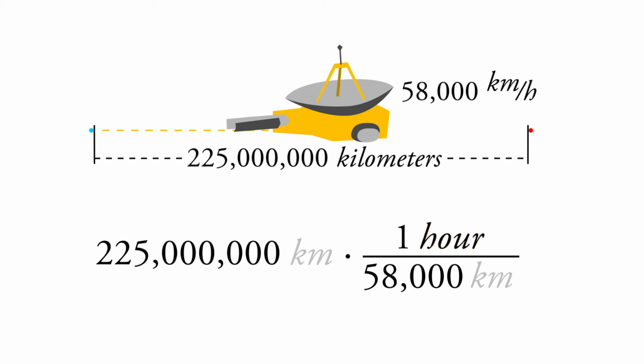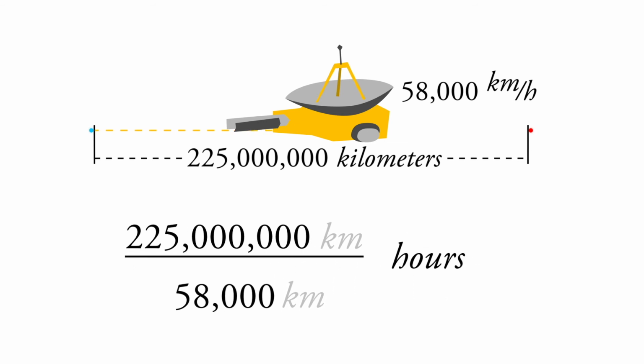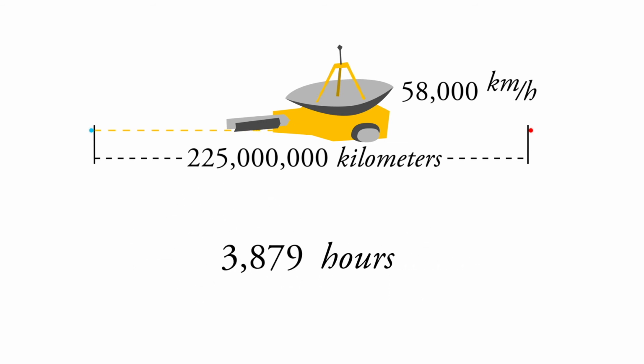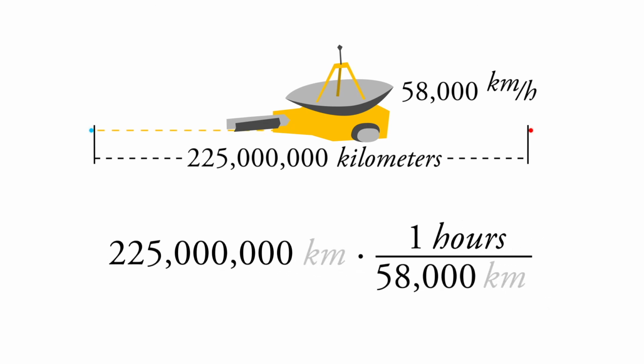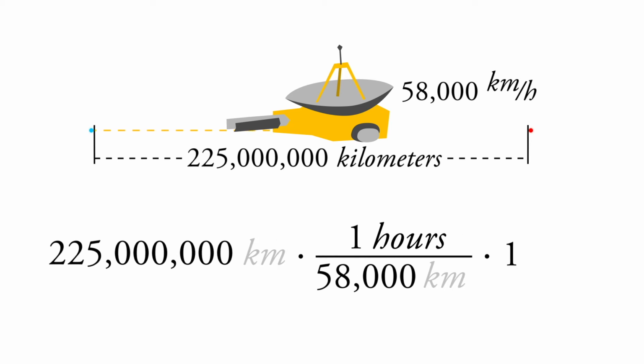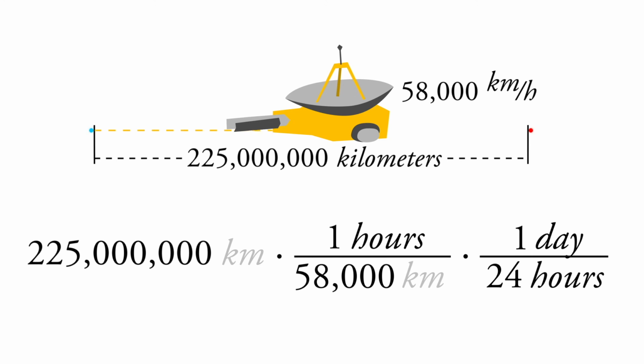But it doesn't make sense to talk about traveling to Mars in hours because it's a lot of hours. We prefer to put it in days or years maybe. But in this case, we're being asked how many days does it take. So we'll multiply that by 1, basically, by something where we put hours on the bottom and days on the top. And you know there are 24 hours in a day.